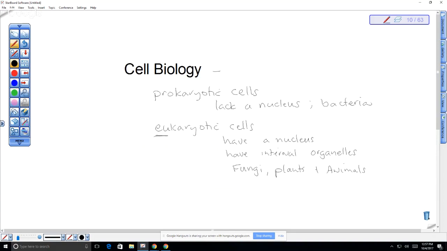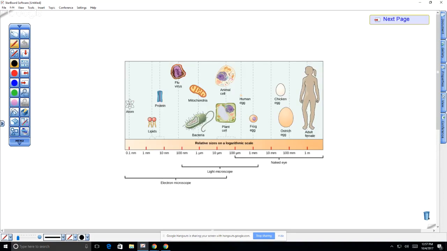Okay, so if we look at the size of different cells. If we look at an ostrich egg and a chicken egg, those have a single cell in them. They also contain nutrients, like yolk and albumin, and they have membranes. But the egg cell is found in them. You can see a frog egg with your eye. Human eggs are almost to the point where we cannot see them with the naked eye.